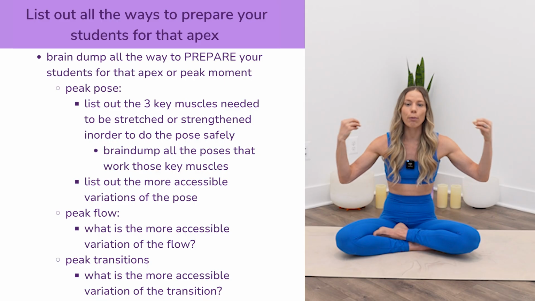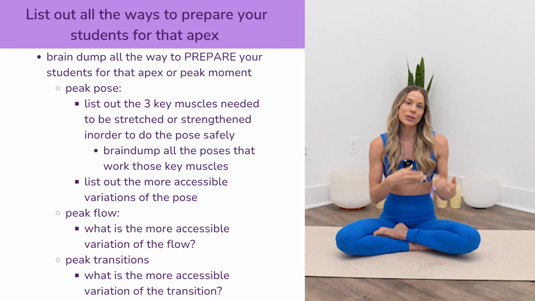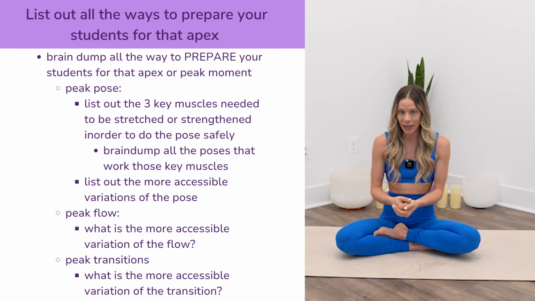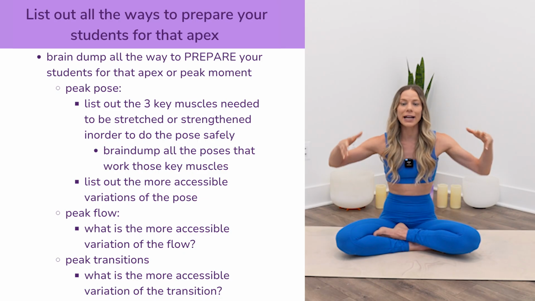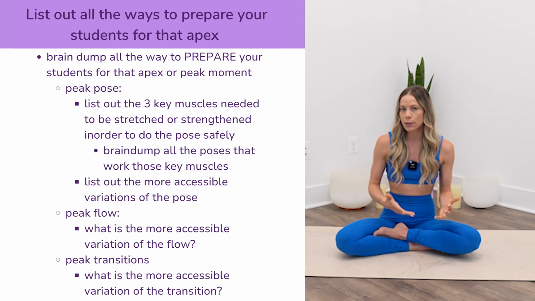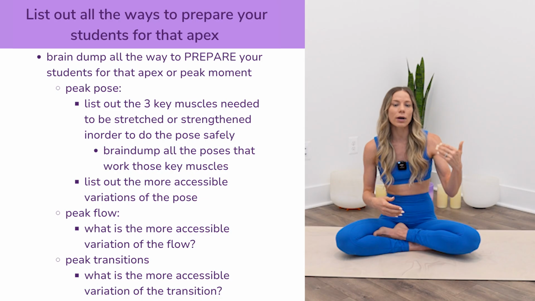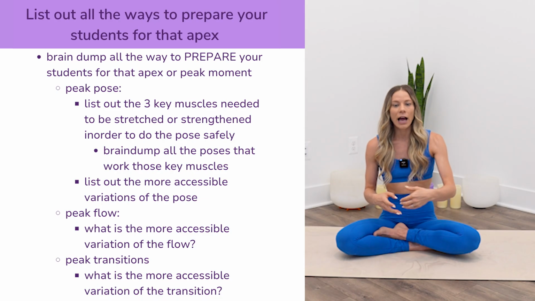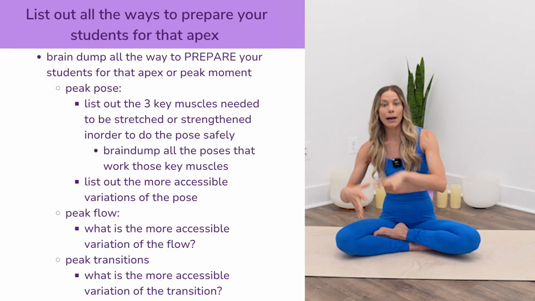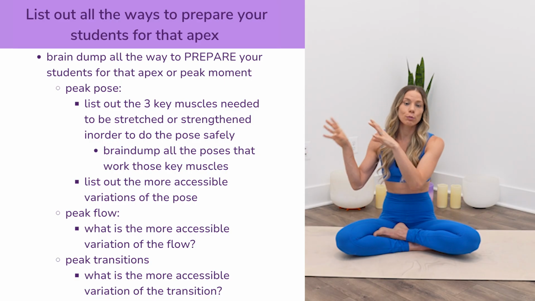So this is where I like to brain dump all of the ways to prepare your students for that peak moment. When you're using the peak pose method, I like to list out the 3 key muscles needed to be stretched or strengthened in order to do the pose safely, brain dump all of those poses that work that key muscle, and list out all of the more accessible variations of the pose. For the peak flow, I like to think about what is the more accessible variation of this flow, and for the peak transition, what is the more accessible variation of this transition? And I put all of those things in class before I actually teach the peak pose, peak flow, or peak transition.